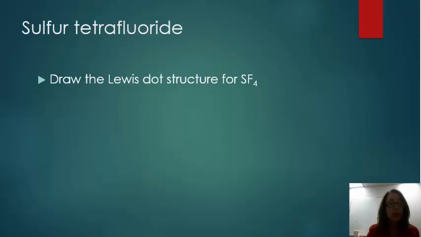So let's look at an example. What I'd like you to do is draw the Lewis dot structure for sulfur tetrafluoride. So just stop the video and draw the structure, and when you're done, start the video again. Alright, let's check your work.